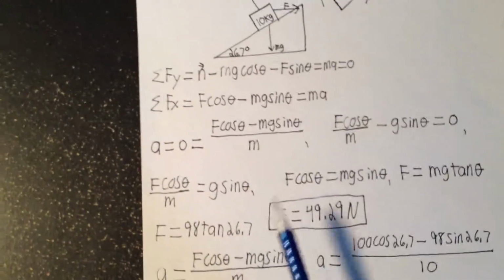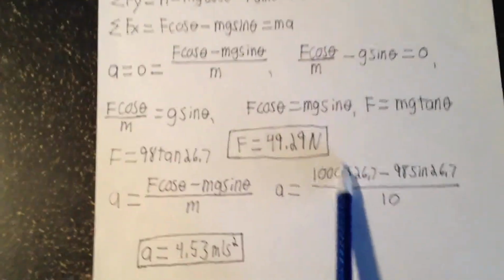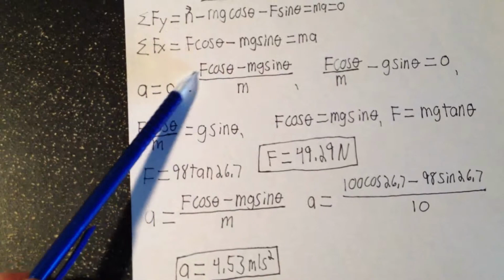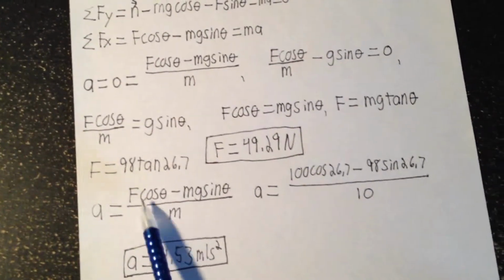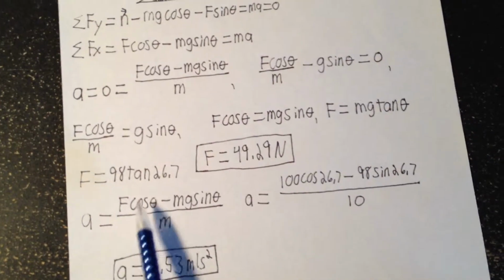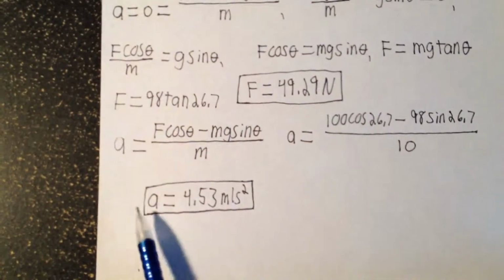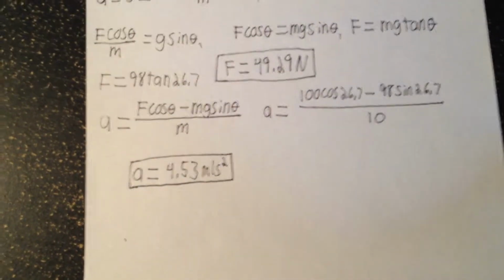And then what would happen if you change the magnitude of the pushing force to 100 newtons? We use this acceleration equation that we found up here. Acceleration equals that, and then we plug in 100 for the force and solve that, and we get the crate would accelerate up the ramp at 4.53 meters per second squared.